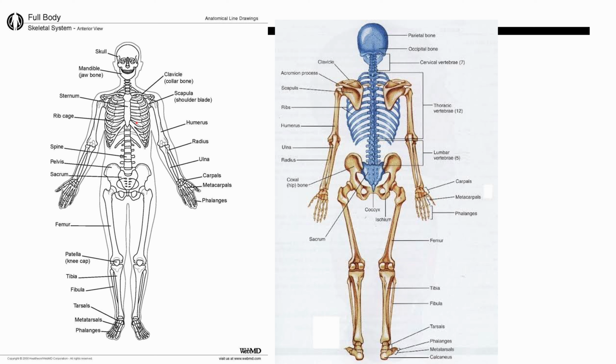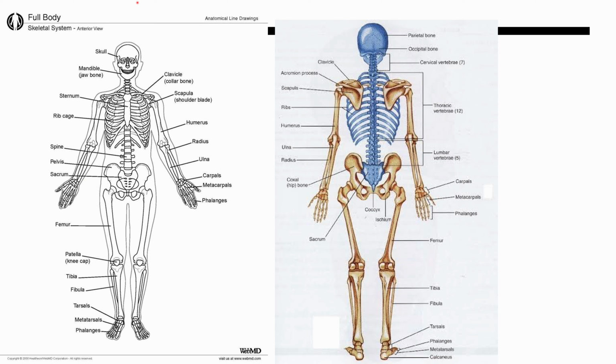Now let's talk about one of the most important systems in our body, the skeletal system. The skeletal system is made up of 206 bones in an adult body. That's a lot. These bones are a framework that supports your entire body. If you talk about the functions of the skeletal system, it has five main functions. The first one is support. It gives shape and structure to your body.